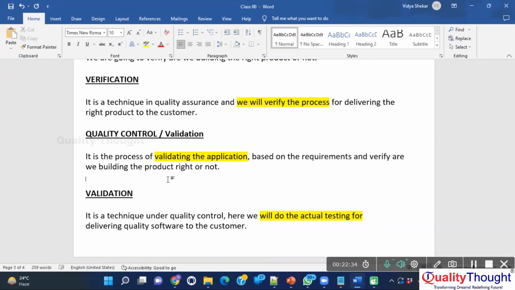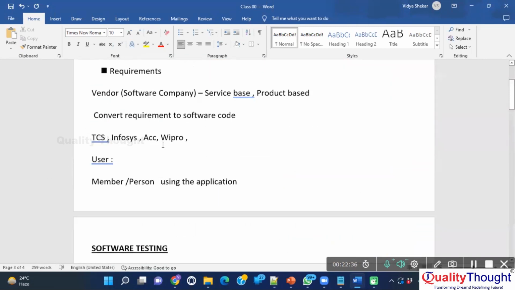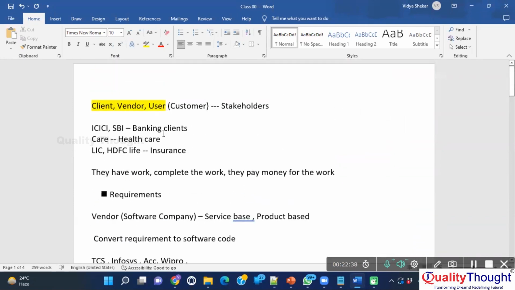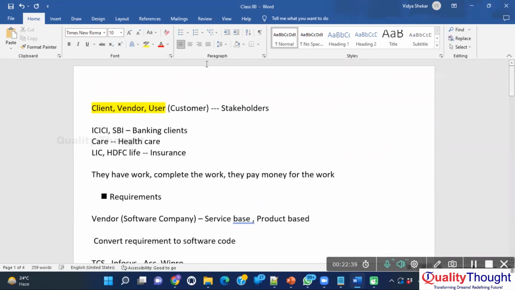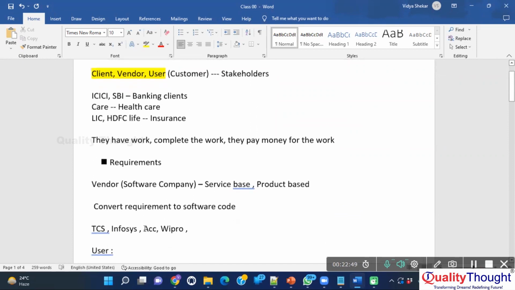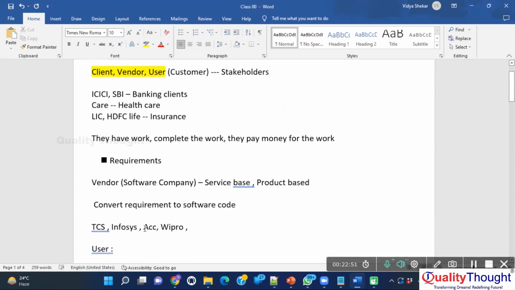These terms are commonly used in the IT field, like what is a client, what is a vendor, and what is a user. The client is the one who is going to give you the business. They will give you the work, and once you complete that work, you will get the money. How they communicate the business is nothing but your requirements.